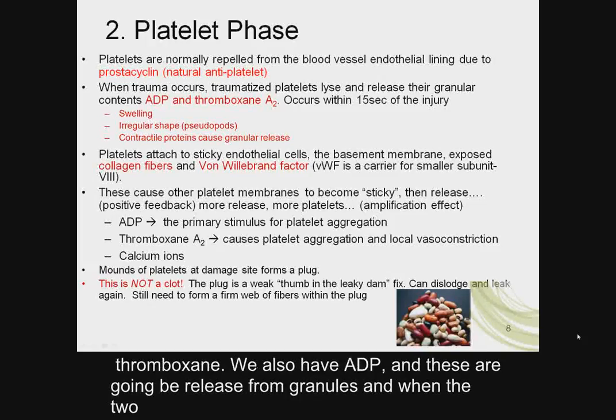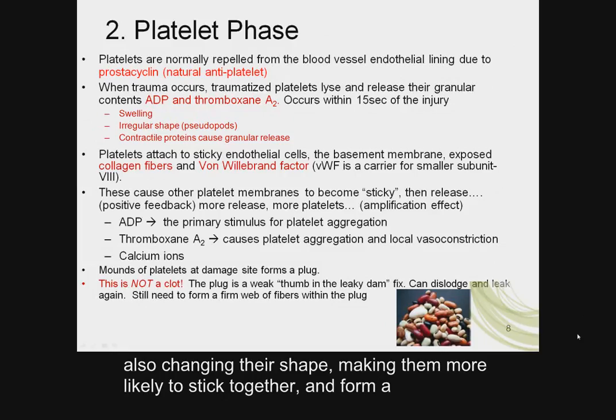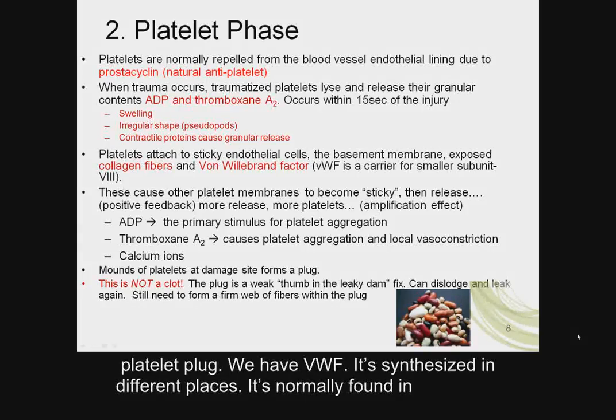Inside platelets, we have thromboxane. We also have ADP, and these are going to be released from granules. And when the two come together, the platelets become very gooey and sticky. This is also going to help with changing their shape, making them more likely to stick together and form a platelet plug.